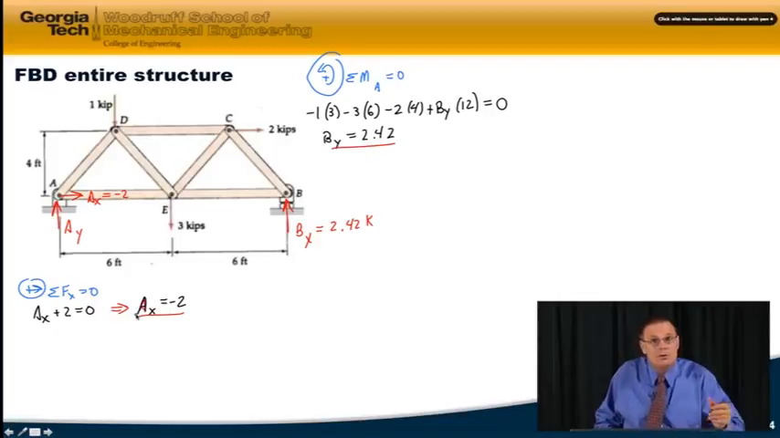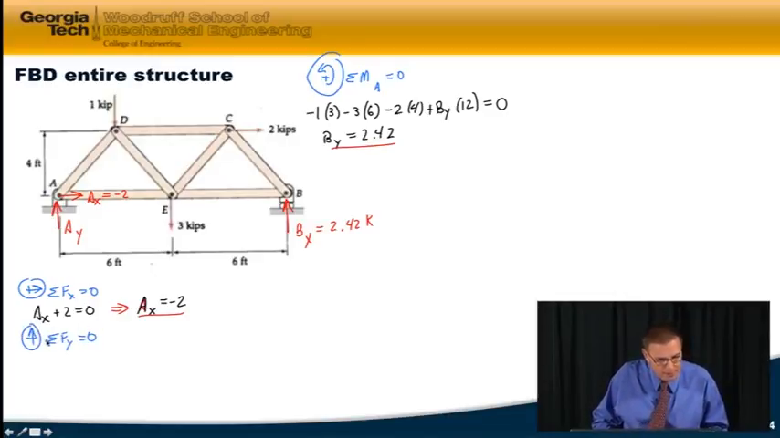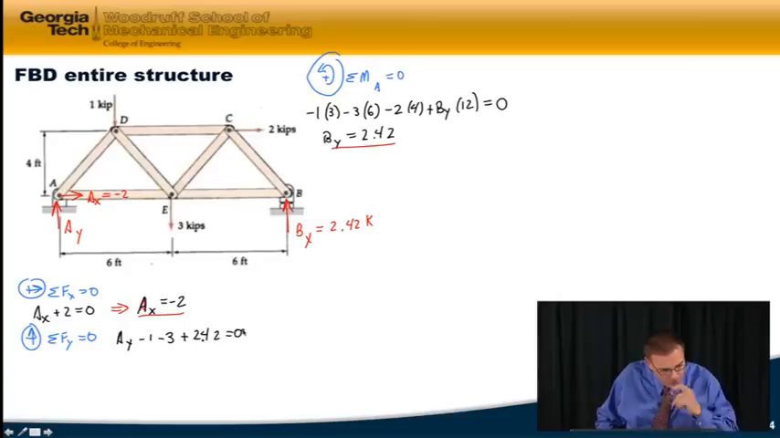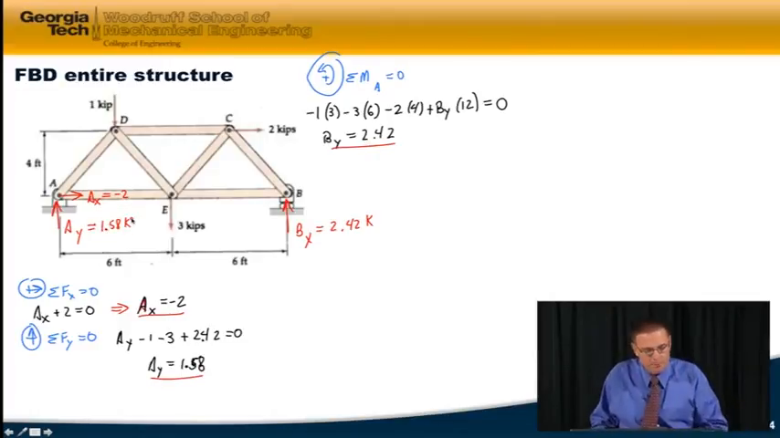And then finally, I have to solve for AY. I'll sum forces in the Y direction. Choose up positive. And I get AY - 1 - 3 + 2.42 = 0, or AY equals 1.58. So AY is 1.58 kips up, and we'll use that later on.